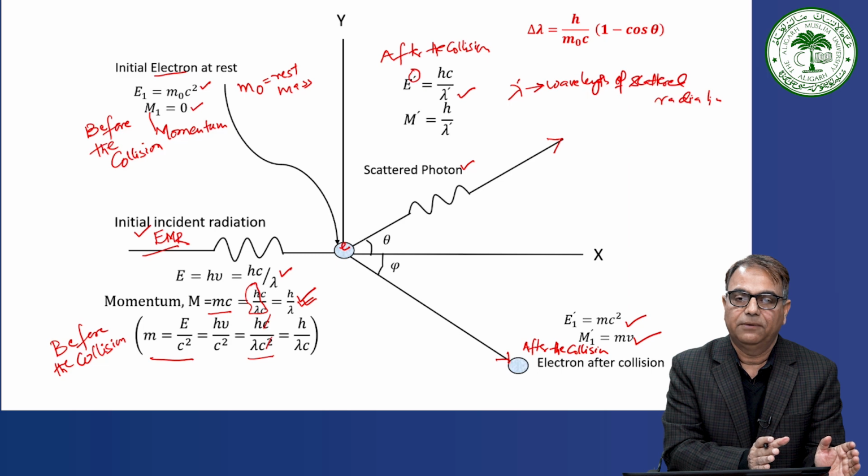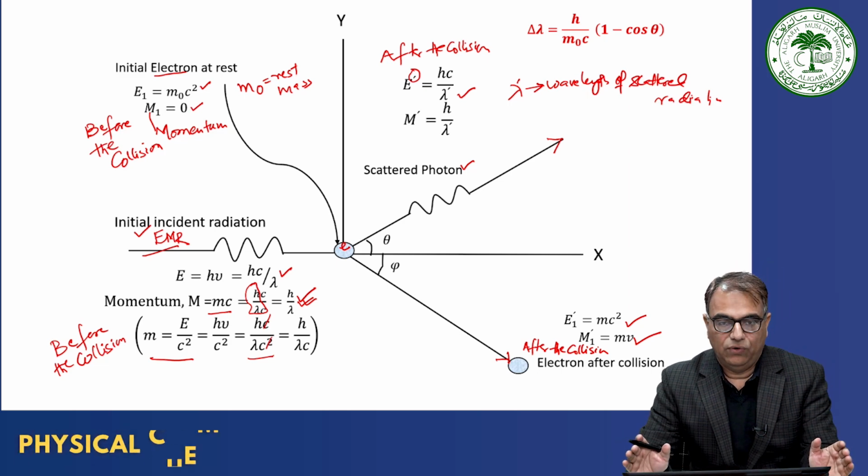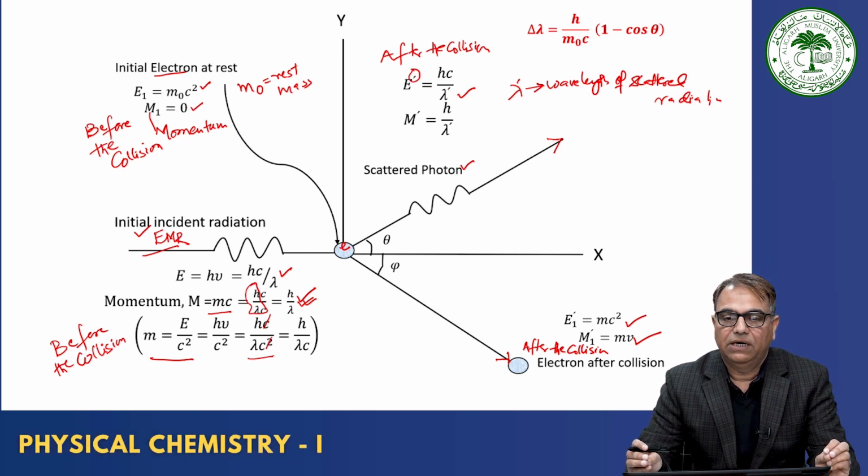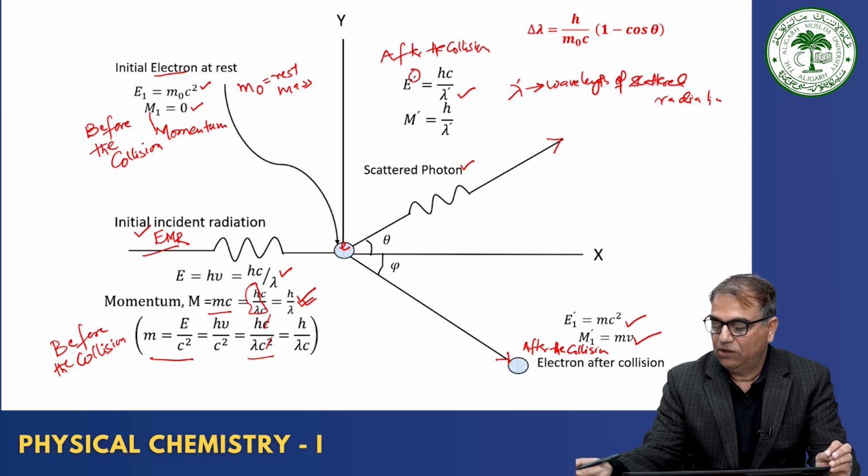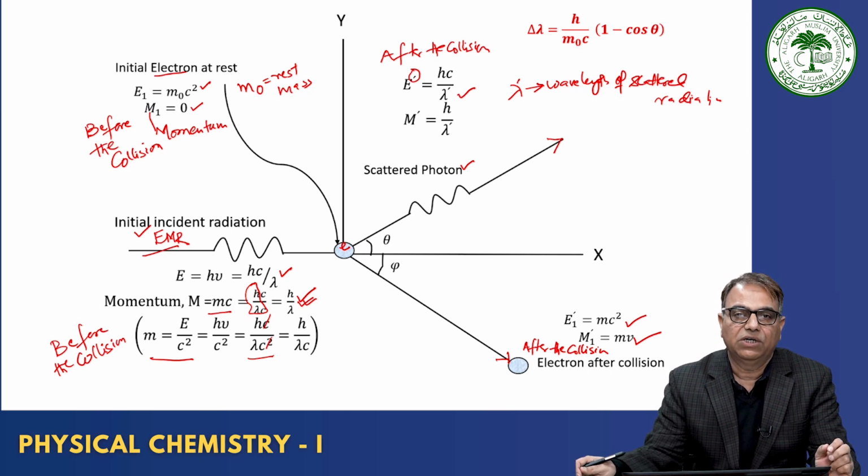This is what happens when a photon collides with an electron. If you look at the values of energy and momentum, and you apply the law of conservation of energy and the law of conservation of momentum, see what kind of equation you get.